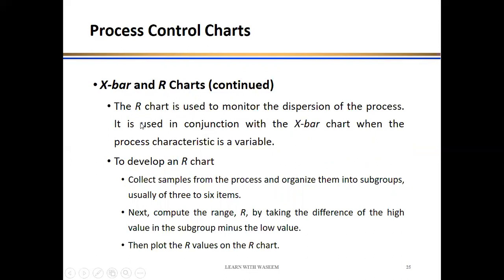That was actually about the X bar chart. Now let's talk about the R chart. The R chart is used to monitor the dispersion of the process, and it is used in conjunction with the X bar chart when the process chart is a variable. To develop an R chart, collect samples from the process and organize them into subgroups, usually of 3 to 6 items. Next, compute the range by taking the difference. How is the range found? We can compute the range by subtracting the lowest value from the highest value within a particular subgroup, and then plot the R values on the R chart.